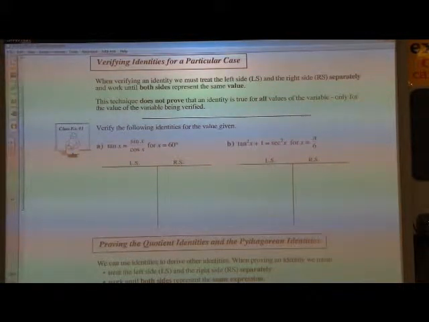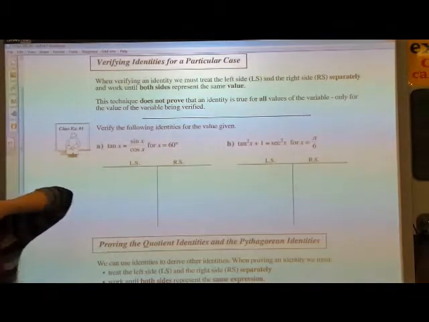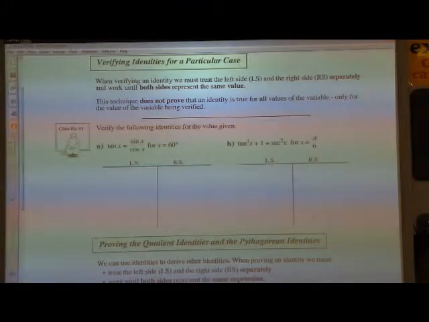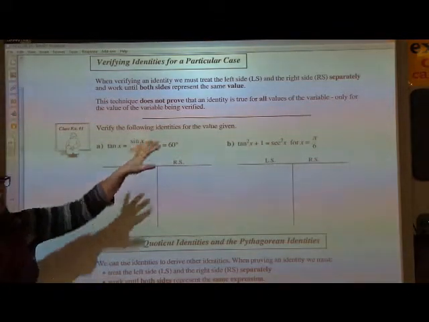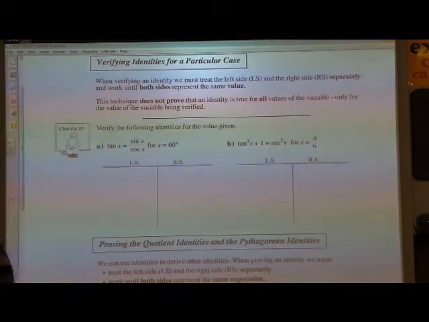And when we're verifying, that means that we're putting a number in. We verify the left and the right-hand side separately from each other. Now, showing that a value is true for a given identity does not prove the identity. It just proves that it's true for that given value.